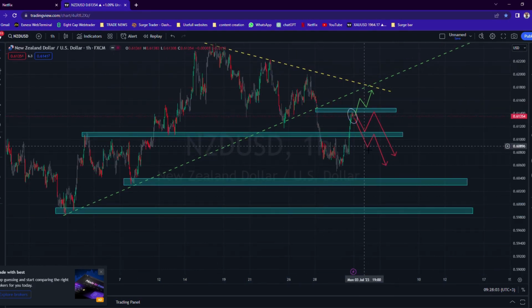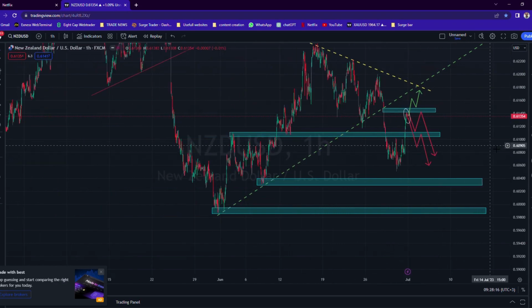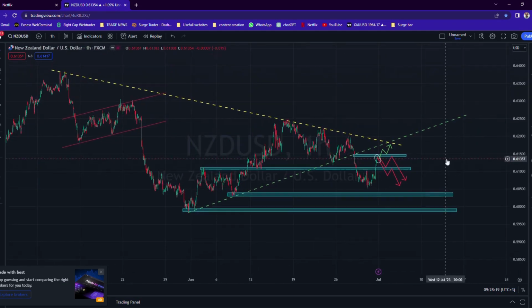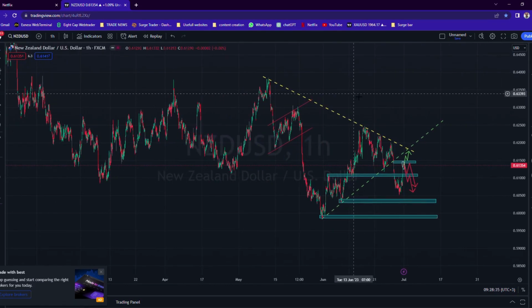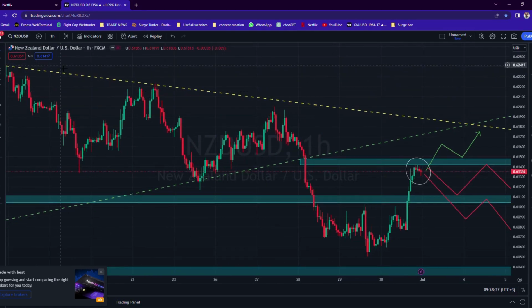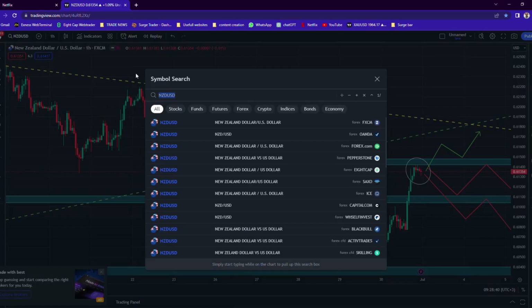So if it breaks to the downside, we are looking at a move down to 0.604 and a move down to below 0.6. So those are the two key zones we are looking at on New Zealand USD. And if it breaks to the upside, we are looking at a few zones that are nearby here, which is 0.62 and 0.625. So more probably we are going for a move to the downside, but we'll have to wait for confirmations and place our orders.